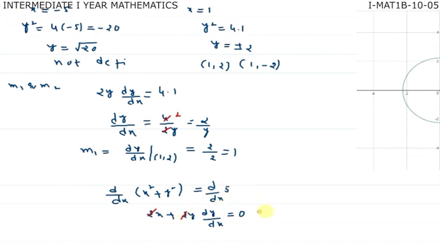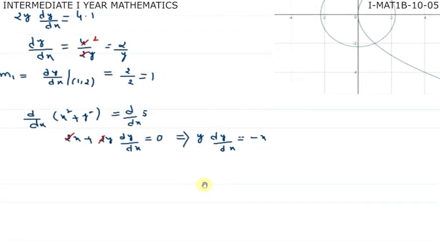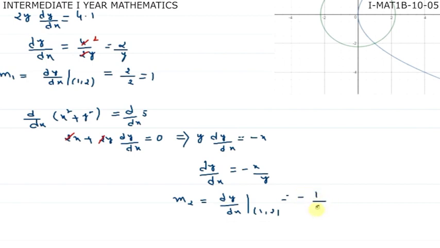From this I will get y into dy by dx is equal to minus x. Dy by dx is equal to minus x by y. So m2 is equal to dy by dx at the point 1 comma 2. X is equal to 1 and y is equal to 2, so m2 is minus 1 by 2.